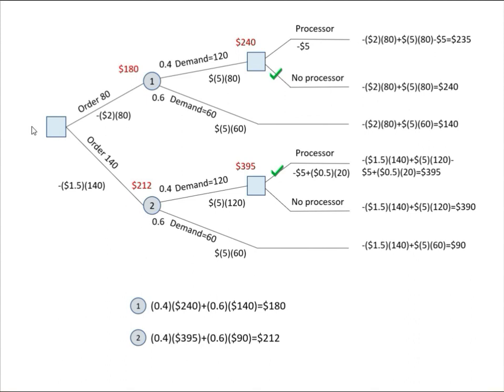We can move on to this one. Should he order 80 or 140? If he orders 80, his expected profit will be 180. If he orders 140, expected profit will be 212. Apparently 212 is higher, so he should choose to order 140. I'm going to copy 212 here because that's the expected payoff under the best decision, which is ordering 140. So at this point, we finished the analysis of this tree.